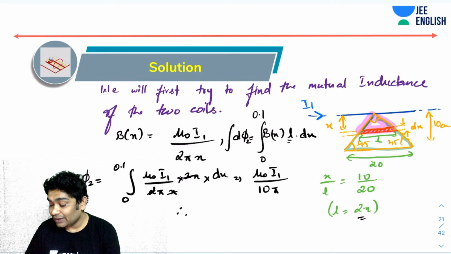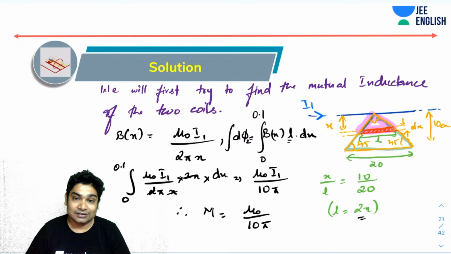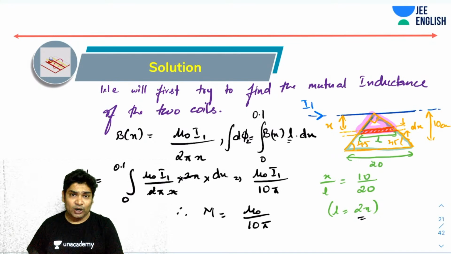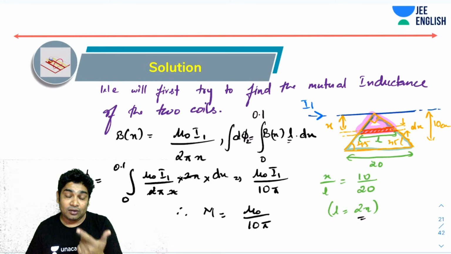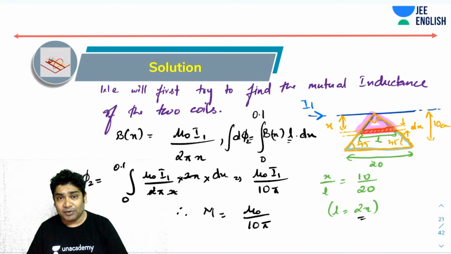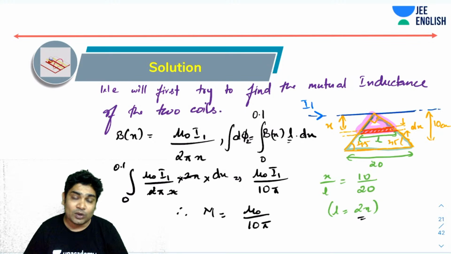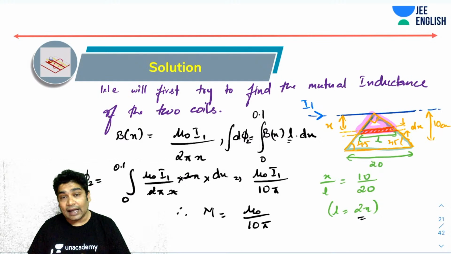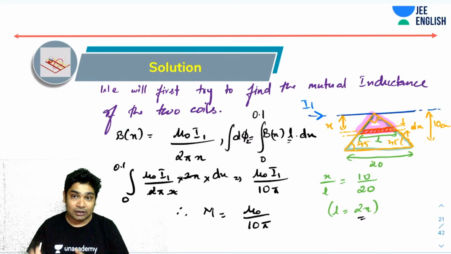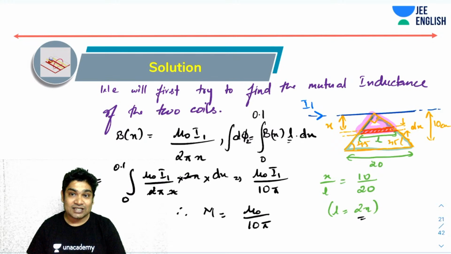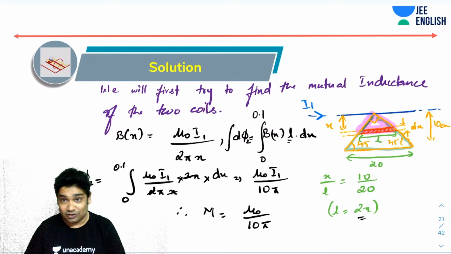Therefore, what is my M? M would be mu naught over 10 pi. This is the coefficient of mutual induction. Okay, I hope you guys followed things still here. First I imagined that the current was flowing through the infinite wire. I tried to find out the flux that would get linked with the triangular loop due to this current. This current would have produced some magnetic field, which would have caused some flux linkage with the triangle, which I can easily see. And then I calculated the coefficient of mutual induction by using the fact that M would be phi 2 over I1. Correct? So this is the answer that we have got for the coefficient of mutual induction, first of all.